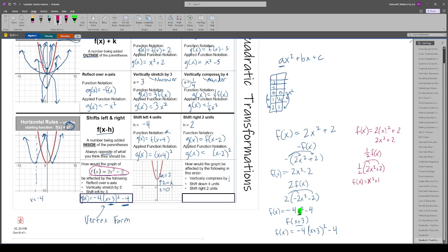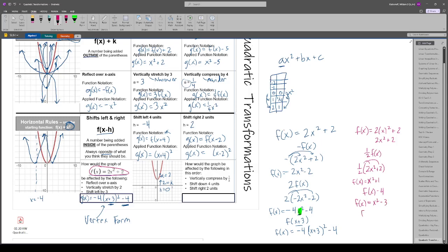The next rule we want to apply is shift down by 4. So we can do f of x minus 4 for that rule. And when we apply it, our new version would be x squared plus 1 minus 4, which is a total of minus 3.